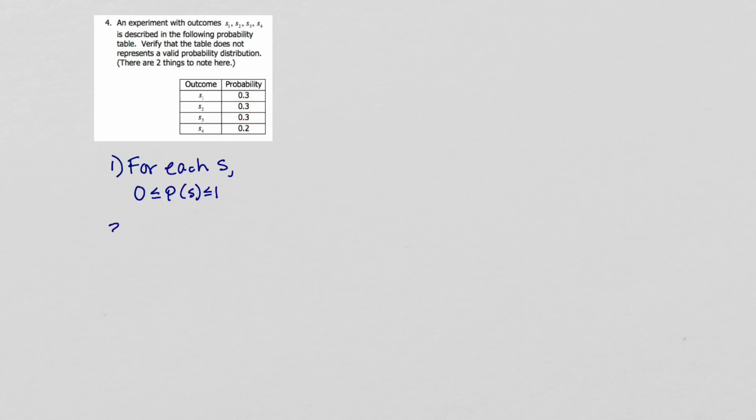And the second thing that has to happen is that if we add up these probabilities of those events, that has to equal 1, because something has to occur, so the probability has to be 1. So let's look at our particular distribution.